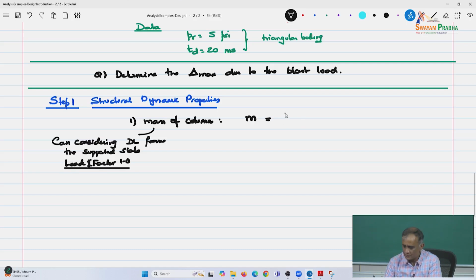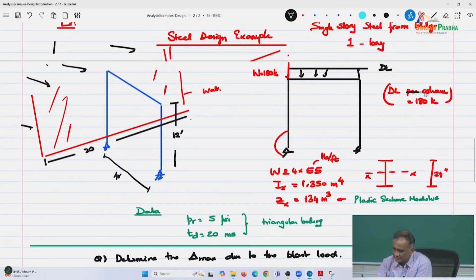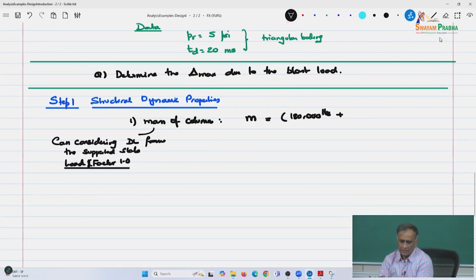So, the mass now comes to 180,000 pounds. This is 180 kips total, plus you have 2 columns. So, 2 times 55 pounds per foot.